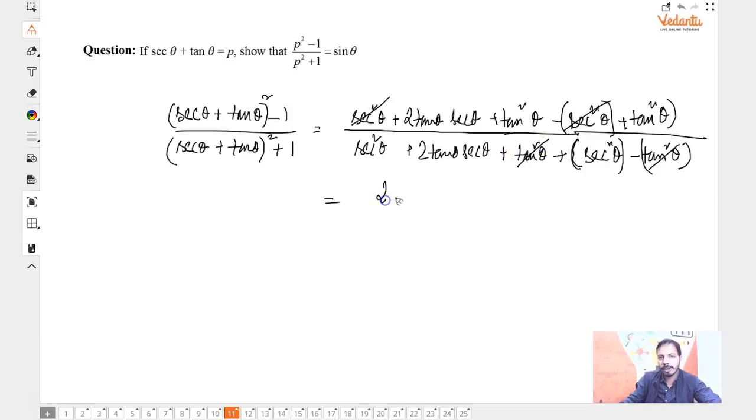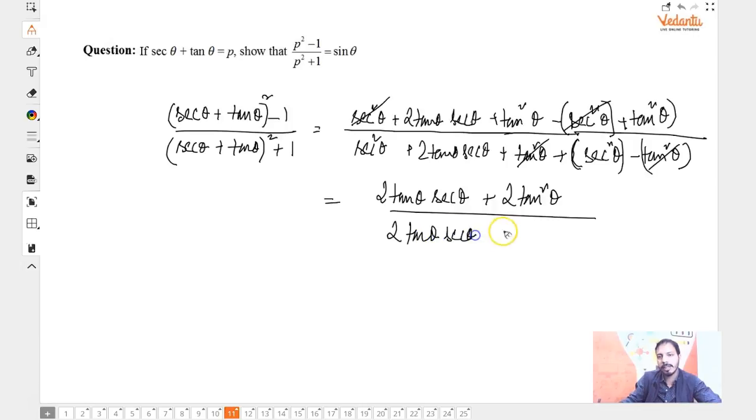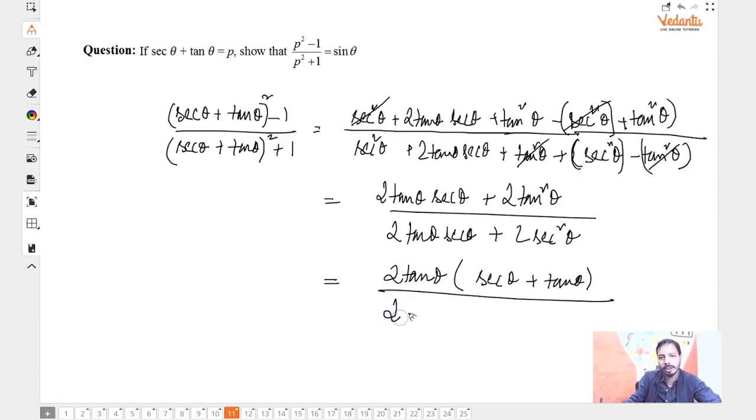So now you get 2 times of tan theta sec theta plus 2 times of tan square theta, right? And in the denominator you have 2 times of tan theta sec theta plus 2 times of sec square theta. Now if you see here, let me take 2 times of tan theta common. So you will have sec theta plus tan theta. And here if you take 2 times of sec theta common, you will have tan theta plus sec theta.